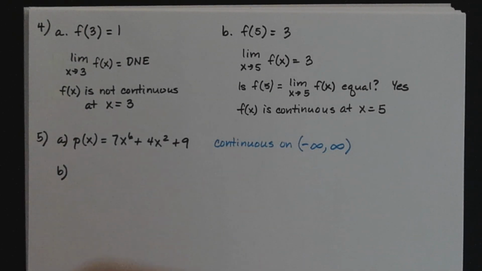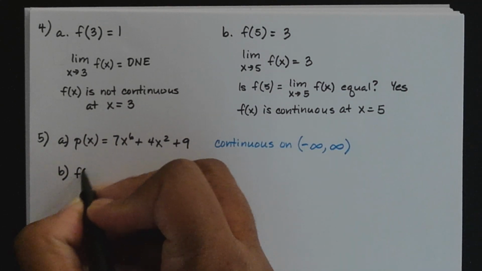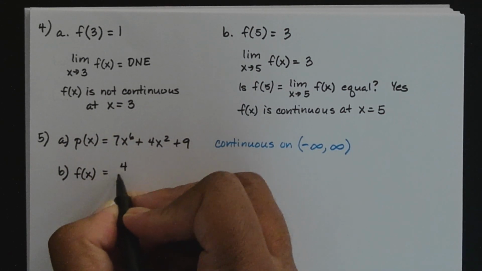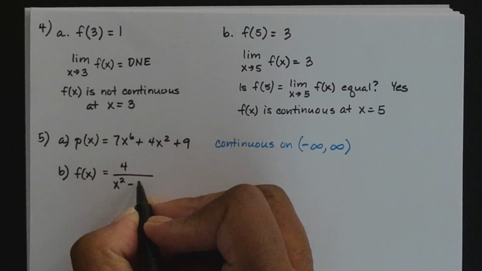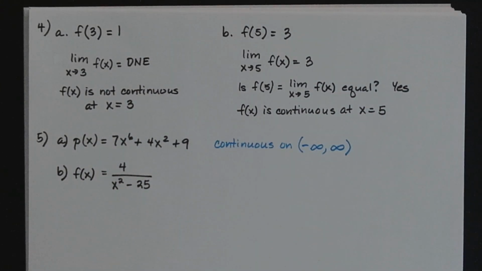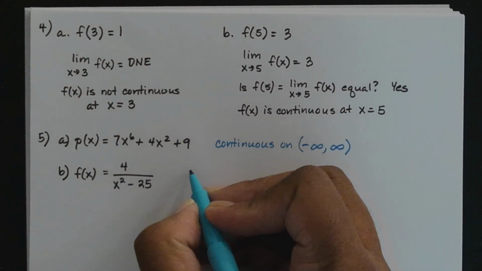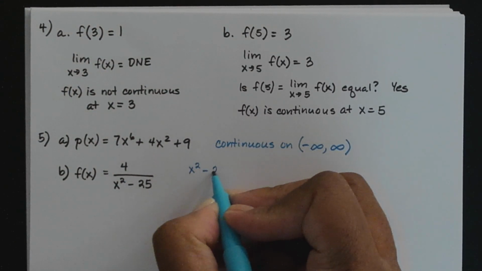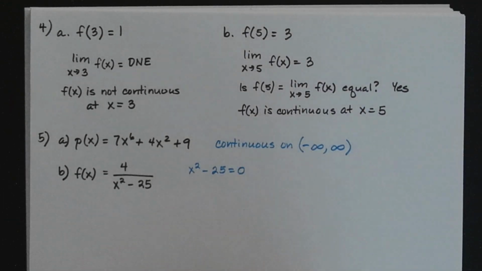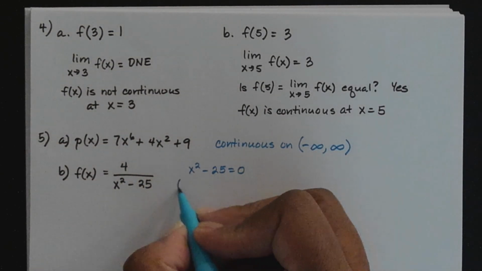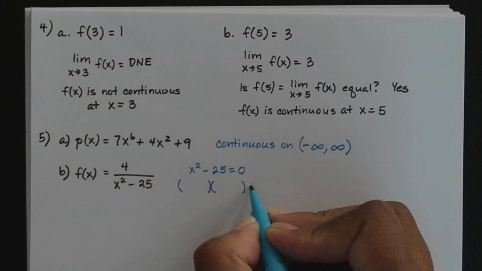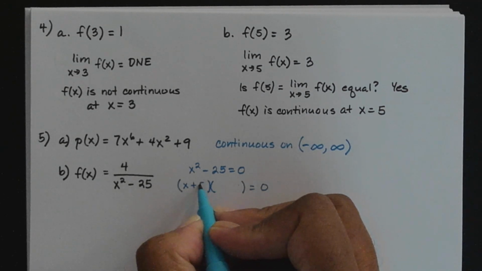Now part B, we got f of x equals 4 divided by x squared minus 25. So now you have to find out what values of x would give you a 0 in the denominator and give that answer in interval notation. Probably the best way is to set the denominator x squared minus 25 equal to 0. Can we factor x squared minus 25? Yes, as x plus 5 times x minus 5.